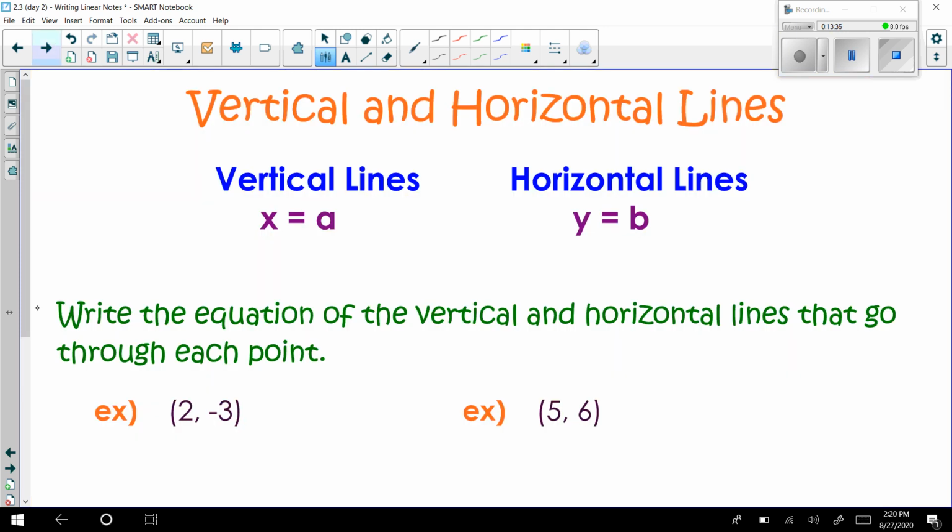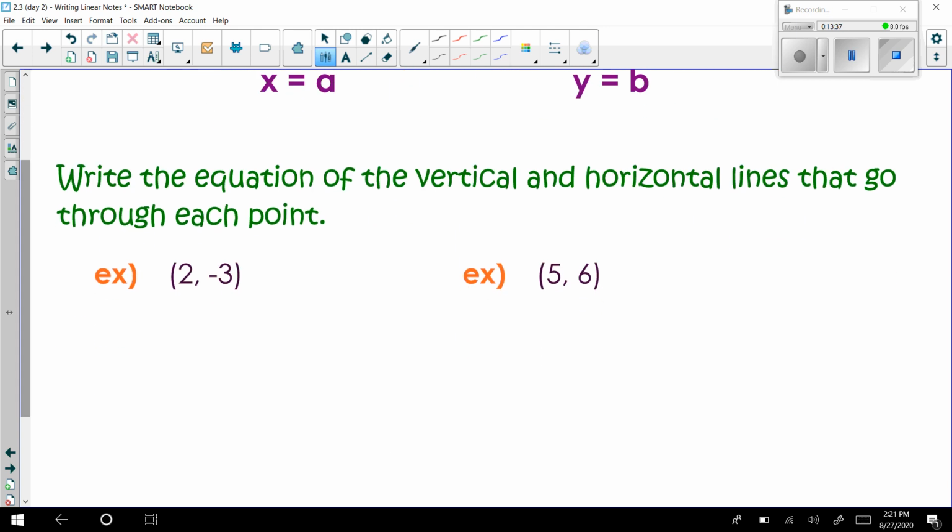Okay, vertical and horizontal lines. We're going to write equations of both of these. Write the equation of the vertical and horizontal line that go through each point. So, since this is our x and this is our y, it has to go through where x equals 2. And that is going to be the vertical line. This one also has to go through the horizontal line, y equals -3. Similarly, on this one, x will equal 5, y equals 6, the vertical and horizontal lines.